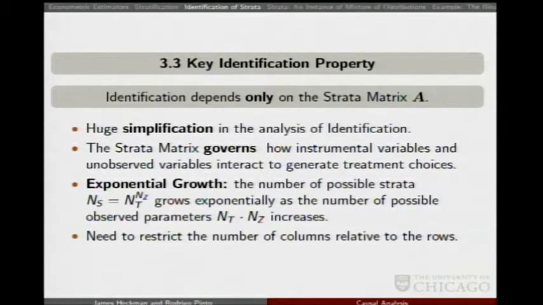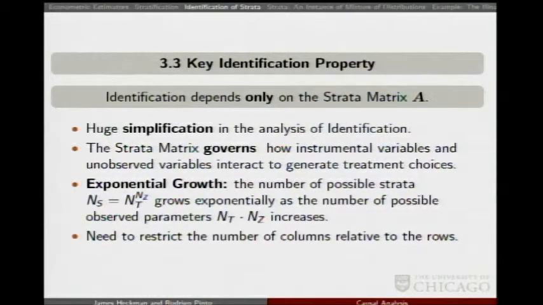So the key identification result is that the identification depends only on the properties of the strata matrix. And I would argue this simplifies the nature of the identification here. The strata matrix governs how instrumental variables and unobservables interact to generate treatment choices. But you can also see the problem: as we increase the number of instruments, the number of strata grows exponentially. And the number of observed parameters is like n_t times the size of Z, while the number of strata is growing. So getting the rank condition satisfied requires that we somehow restrict the number of columns in that strata matrix.